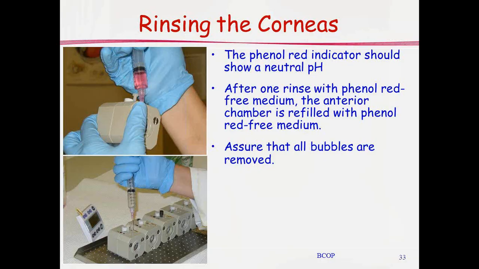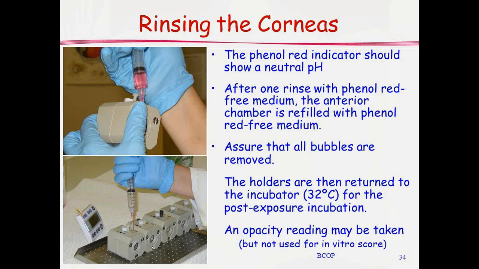Phenol red is used in the medium to monitor for changes in pH. It helps us observe how well and effectively we're removing test material. And after 1 rinse with the phenol red free media, we'll refill the chamber with phenol red free media, aspirate, and then refill the chambers fully with phenol red free media. And as usual, we want to assure that we have not included air bubbles in the media.